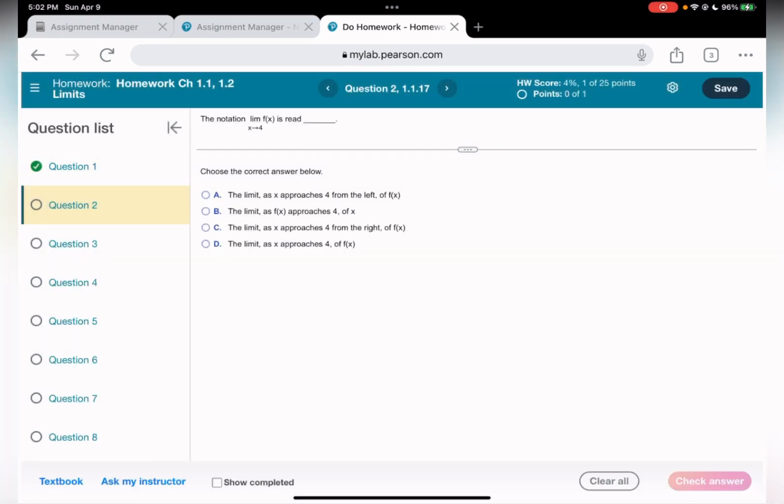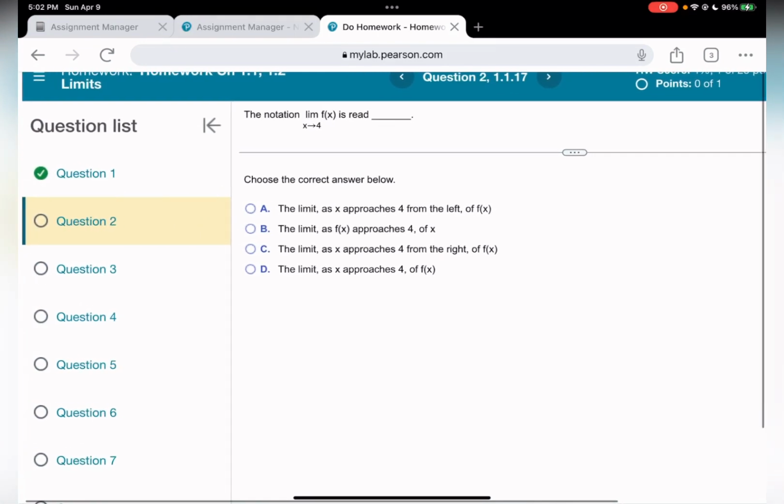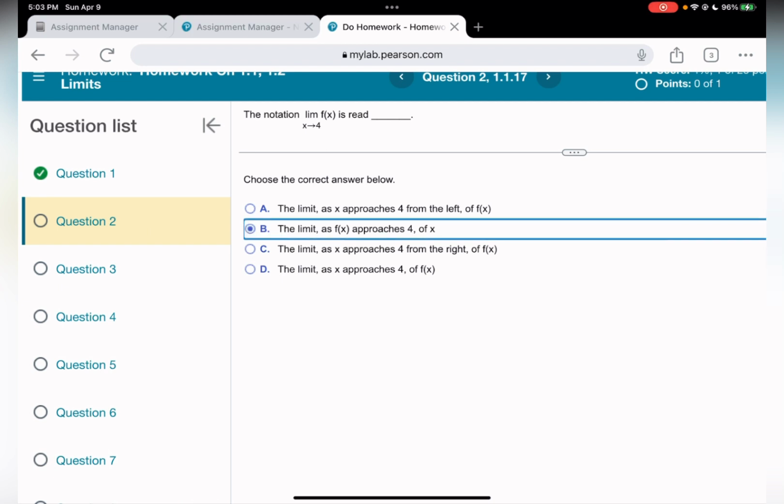What do we have? The notation limit f of x as x approaches 4 is read. How are we going to read it? It's going to be the limit as x approaches 4 of f of x. A little bit easier: limit of f of x as x approaches 4. I think that's easier. So, the limit of f of x as x approaches 4.